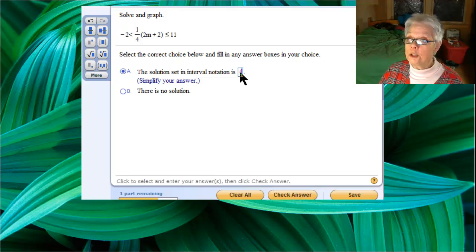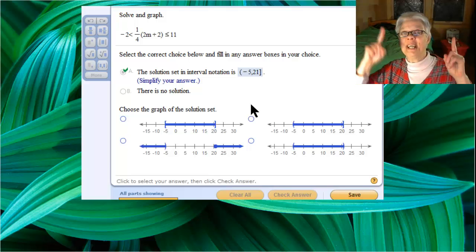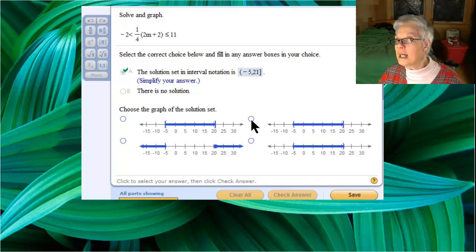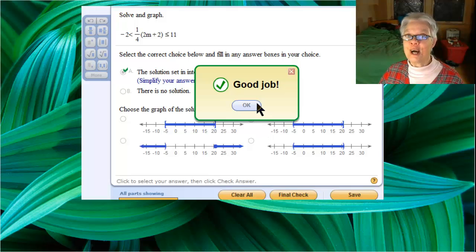So I'll put my answer in the answer box. It's going to be parentheses, negative 5, comma, 21, bracket, check answer. Well done. And we choose a graph. There it is. Parenthesis on the left, bracket on the right. Notice that 21 is understood to be there a little to the right of 20. Check answer. Very good job. I like being told that.